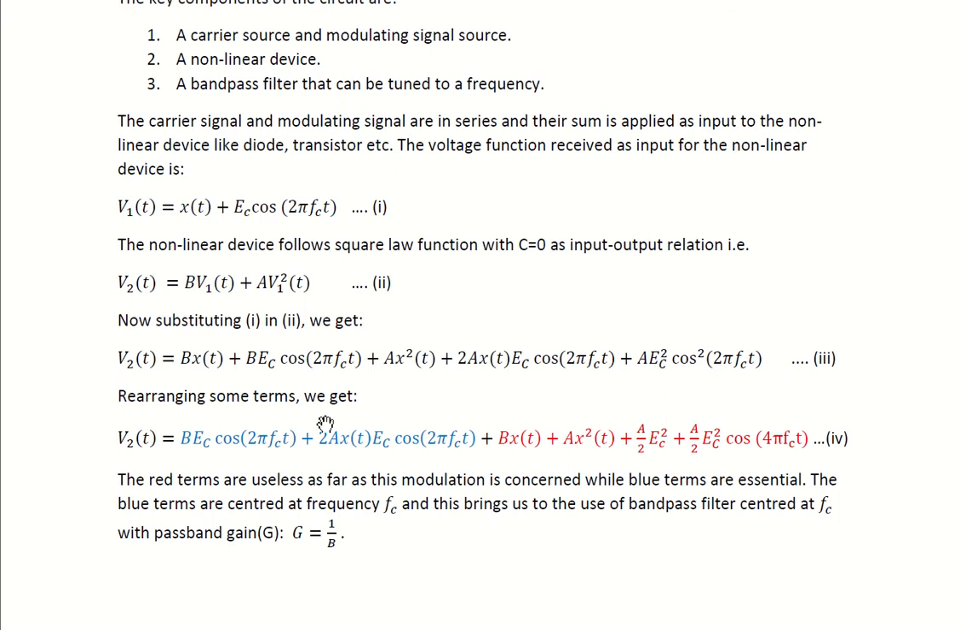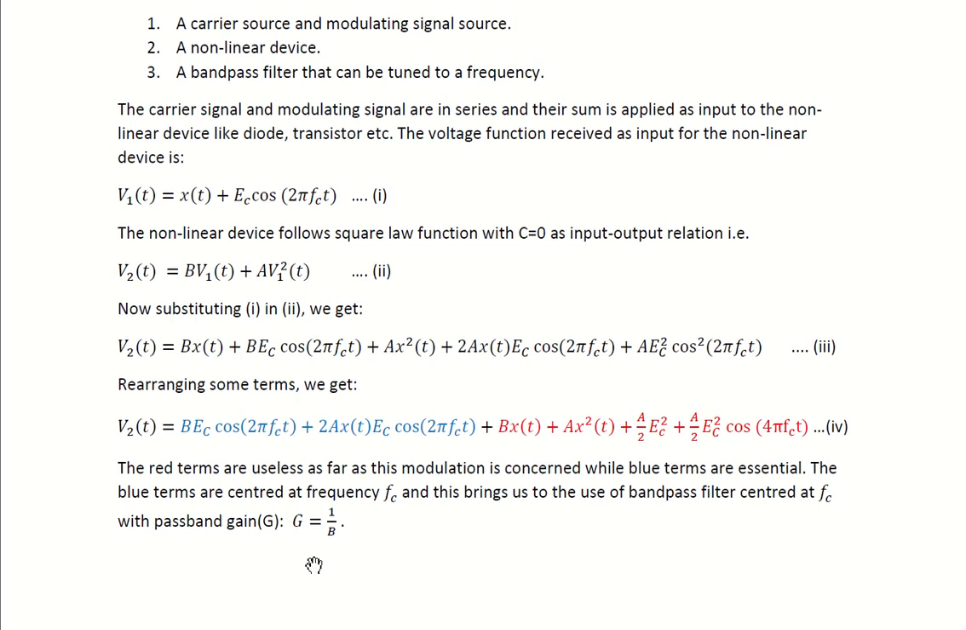Now this can be rearranged into two terms. Basically this blue term has the component with cos 2πfct, while these red terms are other components. This red part is completely useless for us. For our modulation, this blue component is important.